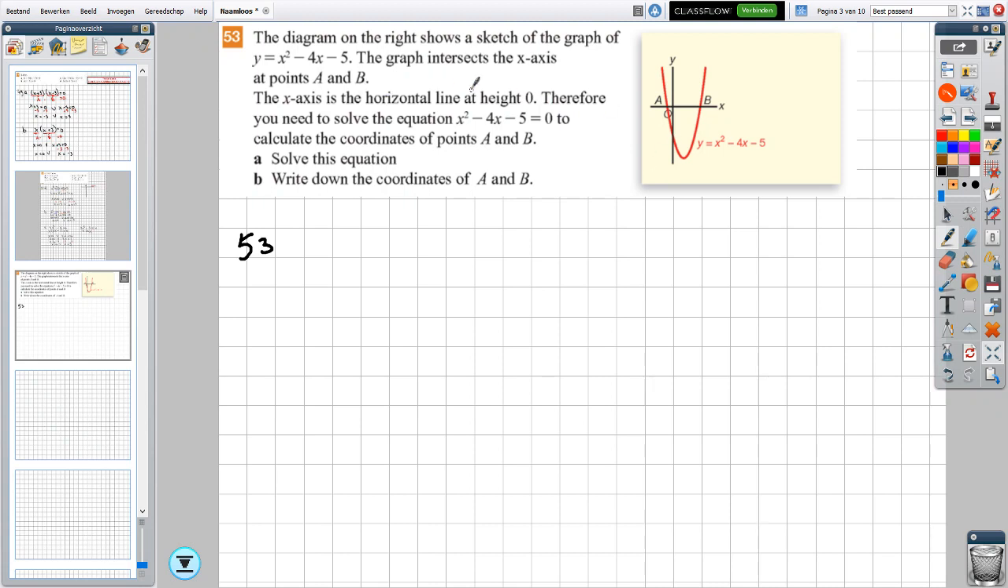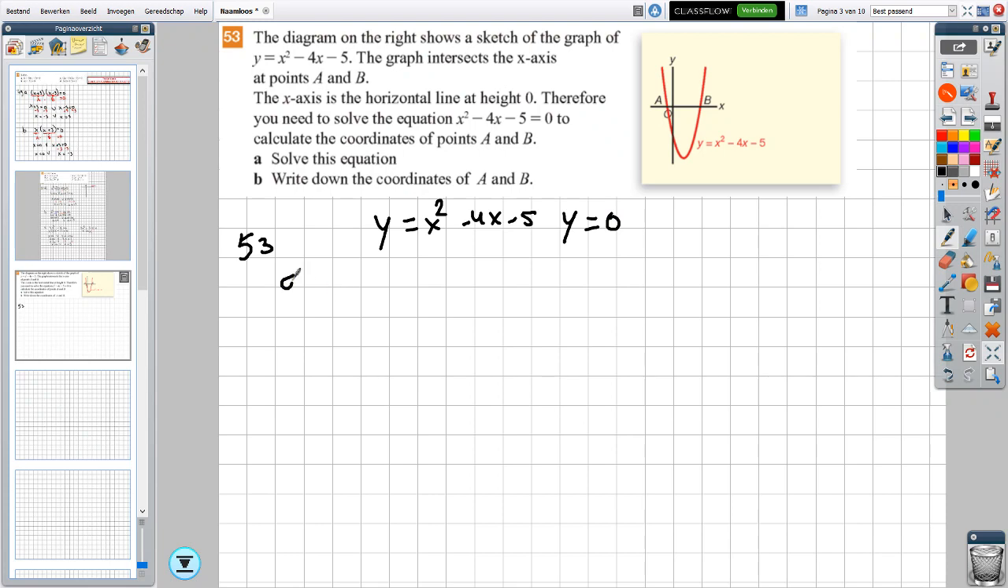They say the x-axis is the horizontal line at height 0. You could say that that line is equal to the line y is 0. Your other equation, your parabola, is y is x squared minus 4x minus 5. When are those two going to be the same? Yeah, at their intersection points, right? So if I want to now calculate or solve the equation where they intersect, you could say, whenever this thing is going to be equal to that thing.